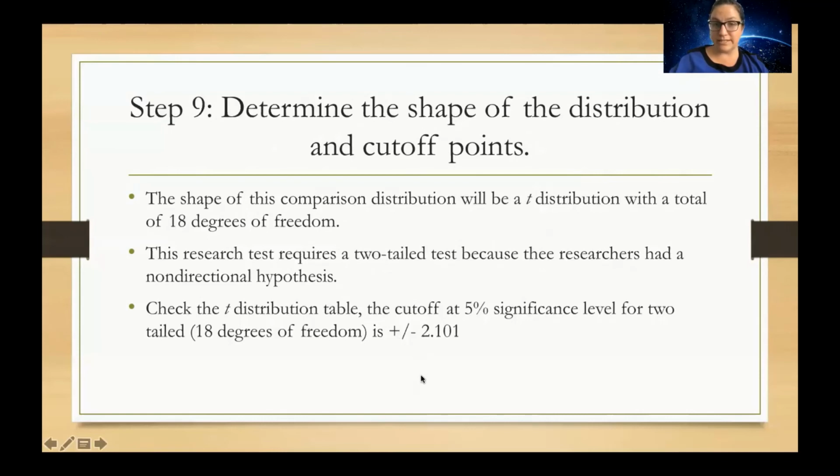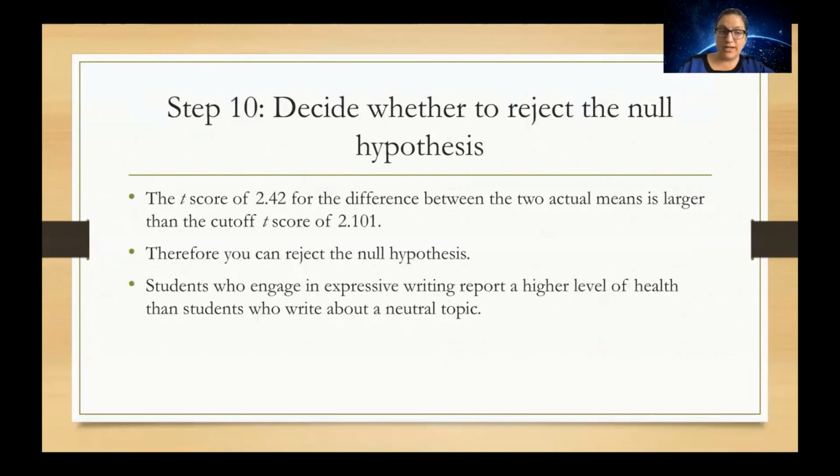So we need to decide whether or not our t-statistic falls outside of the boundaries of 2.101. What I mean by that is, in the positive direction, is it greater than 2.101? And on the negative side, is it lower than negative 2.101? In our case, 2.42 is greater than 2.101, so it falls outside of the boundaries of what we consider a normal distribution. And we can reject the null hypothesis.